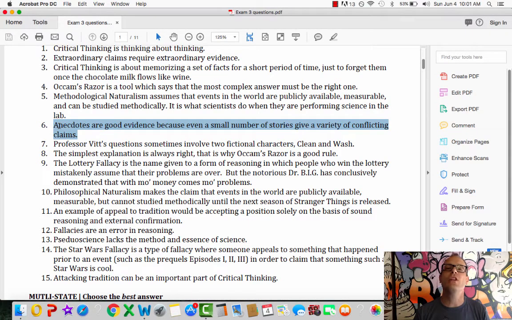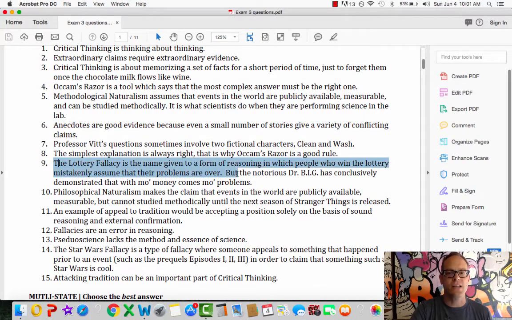So similarly, when you get claims about ghosts or UFOs, they're not always the same. They're conflicting. And very oftentimes, eyewitness accounts of one event differ pretty significantly. So stories, although they are a good starting point for investigation, don't serve as evidence for a claim, right? They're just the claim. All right, number 9, the lottery fallacy.